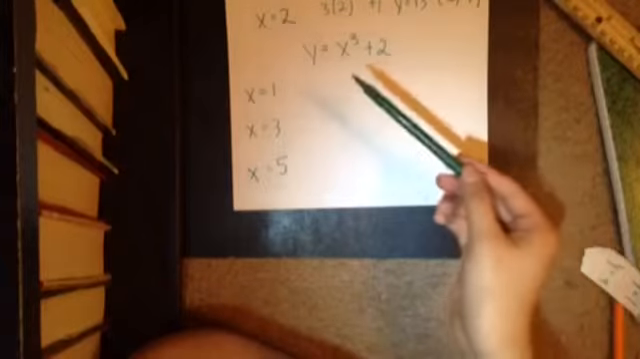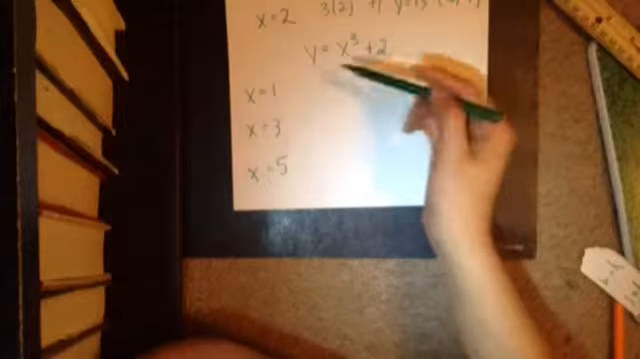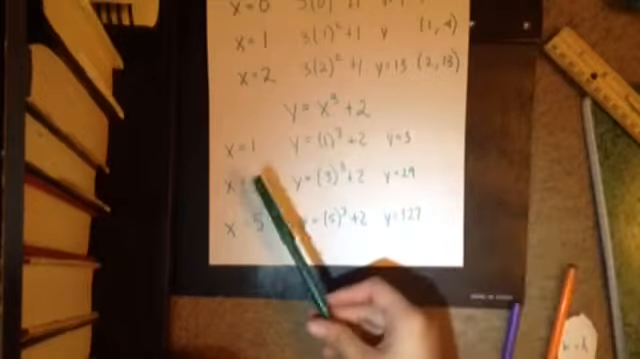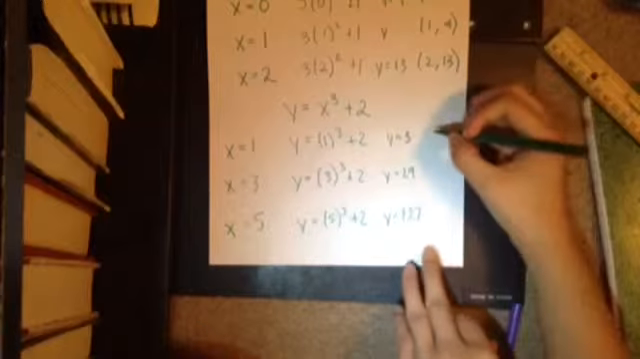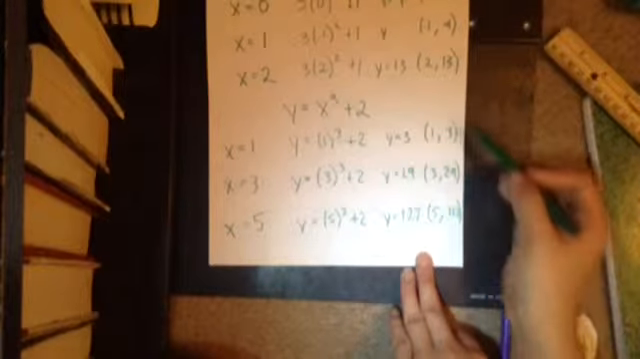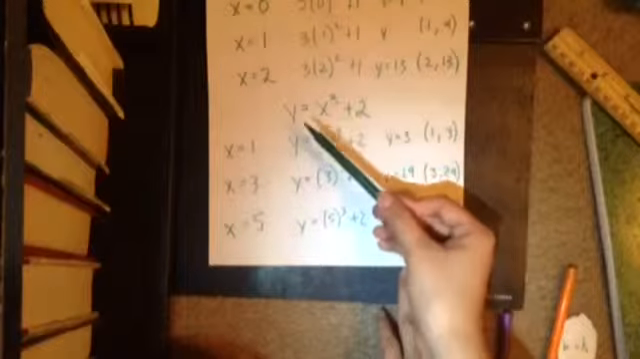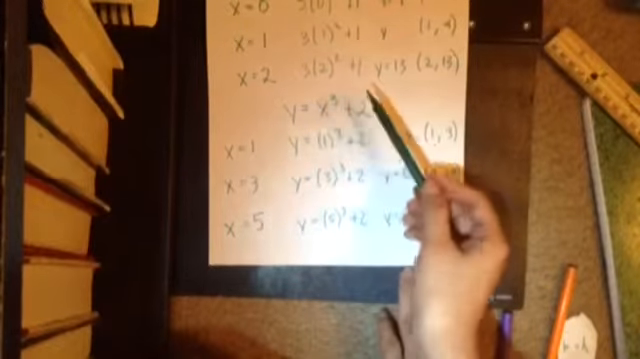Now we're going to do that same thing for the equation y equals x cubed plus 2. We plug in the x values. So once again, we have solved for y, and we're going to plug in the x and y values that we've gotten. These are all points that satisfy the equation y equals x cubed plus 2.